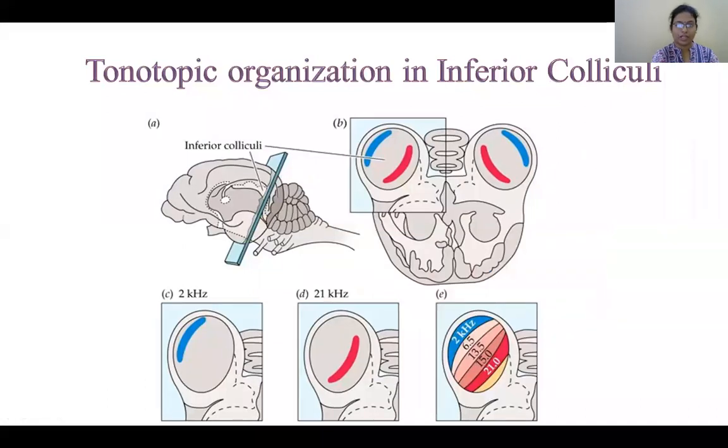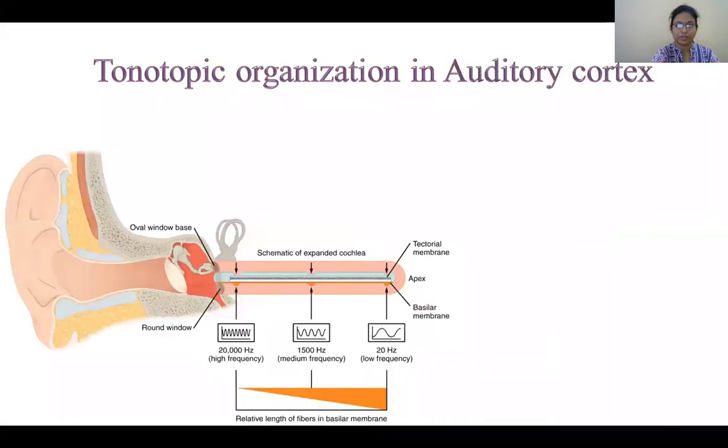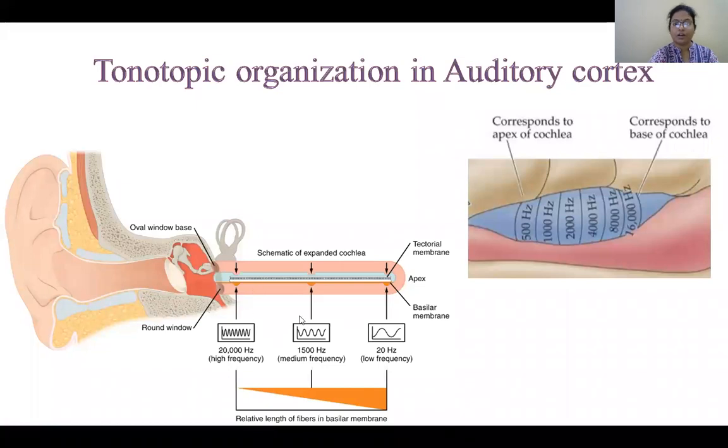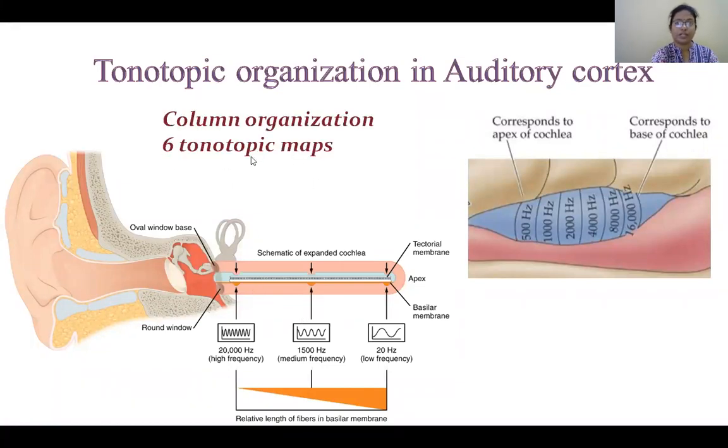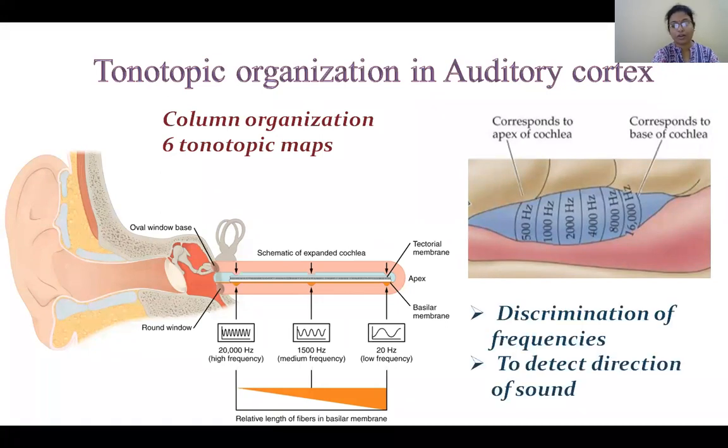Coming to the inferior colliculi, here this section is the anterior and this is the posterior. Again, the anterior portion responds to lower frequencies, whereas as you move towards the posterior, the section starts responding to higher frequencies. So this is the organization in the inferior colliculus. Now, in the auditory cortex, similar to the arrangement in the basilar membrane, the auditory cortex is also divided into 6 tonotopic maps, and they follow columnar organization. Why is this type of mapping important in the auditory cortex? Because the auditory cortex has to do the job of discrimination of frequencies, and also it has to detect the direction of sound.